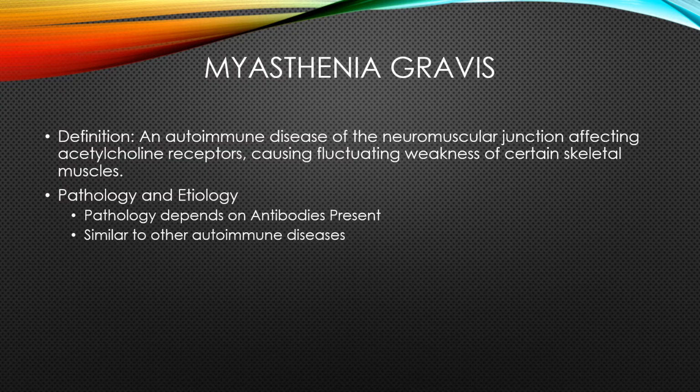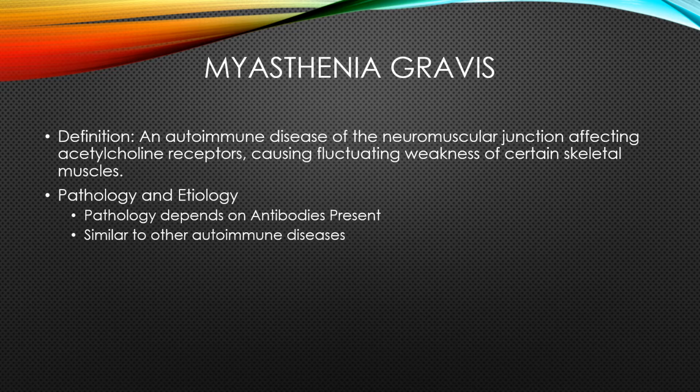Myasthenia gravis is an autoimmune disease of the neuromuscular junction affecting acetylcholine receptors, causing fluctuating weakness of certain skeletal muscles. It can occur at any age, but it is most commonly seen between the ages of 10 and 65 and affects women more frequently than men, usually the peak age being about 20 to 30 in women, and in men over the age of 60.